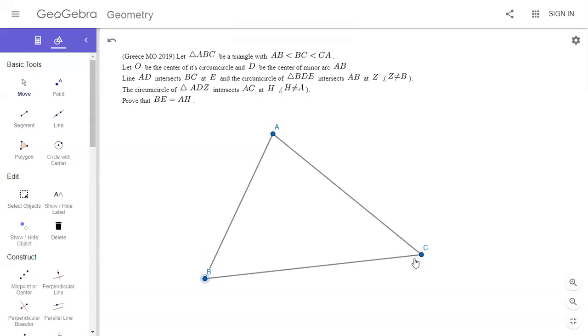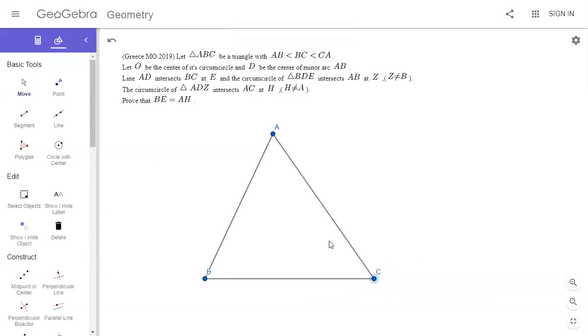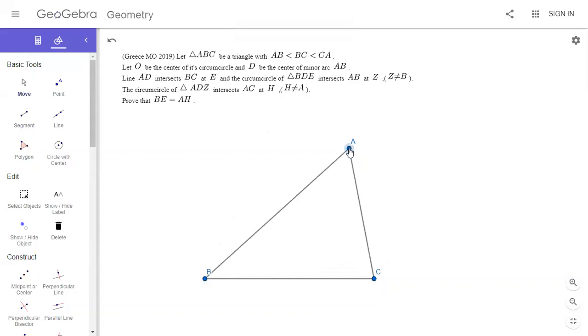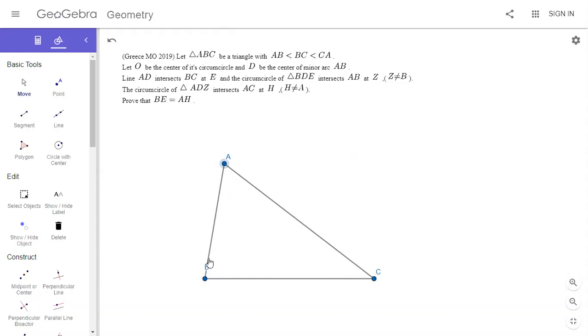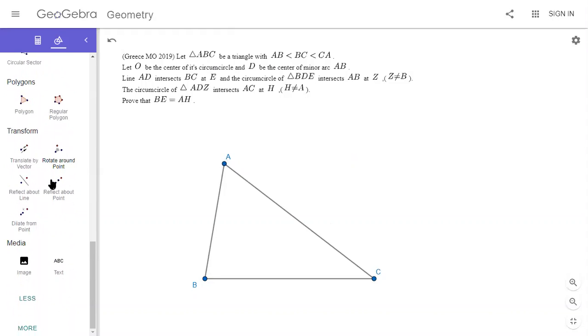Let's see. So they want AB to be the longest side, no, I'm sorry, the shortest side. So maybe something like that. Okay, but it probably won't be used. So D is the center of the minor arc AB.